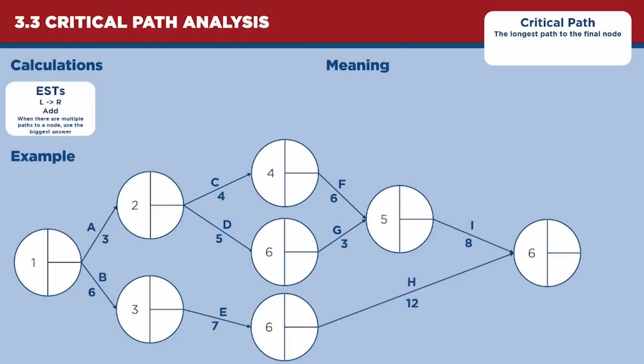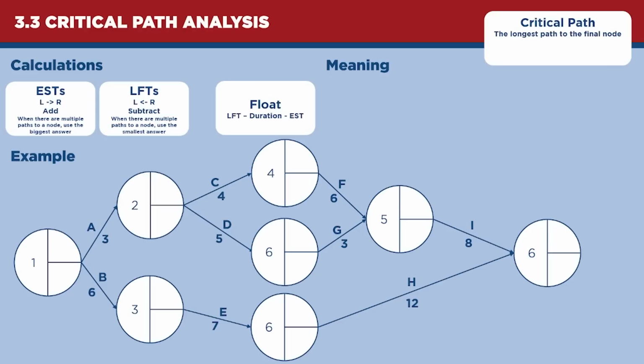Our calculation for ESTs, earliest start times, is the earliest the next activity can start. We're going to go left to right, we're going to add, and when there are multiple paths to the node, we're going to use the biggest answer. For our LFTs, which is our latest finish times, the bottom corner of the node, we're going to do the opposite. We're going to go right to left instead of left to right, subtract instead of add, and when we've got more than one path to a node, we're going to use the smallest answer.